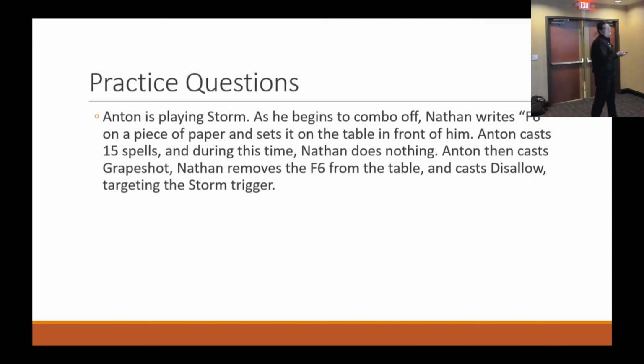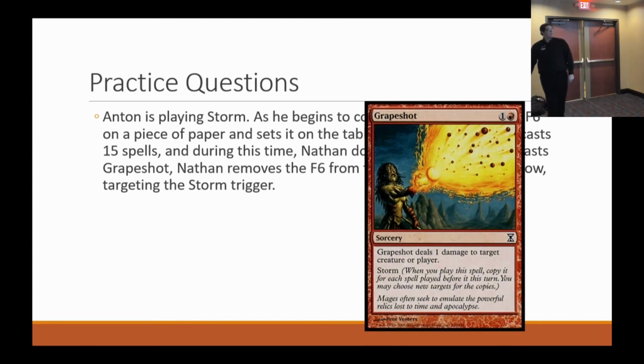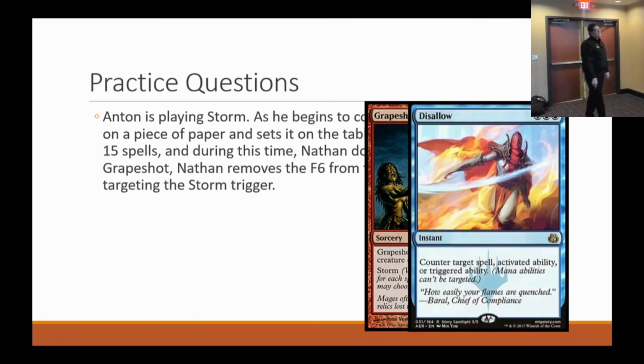Anton is playing Storm. As he begins to combo off, Nathan writes F6 on a piece of paper and sets it on the table in front of him. Anton casts 15 different spells, which is pretty common. And during this time, Nathan literally does nothing. Anton then casts Grapeshot. Nathan removes the F6 from the table and then casts a Disallow on the Storm trigger. So Storm says, when you cast the spell, copy it. Disallow says, counter target spell, activated or triggered ability. So who has any thoughts about this right now?